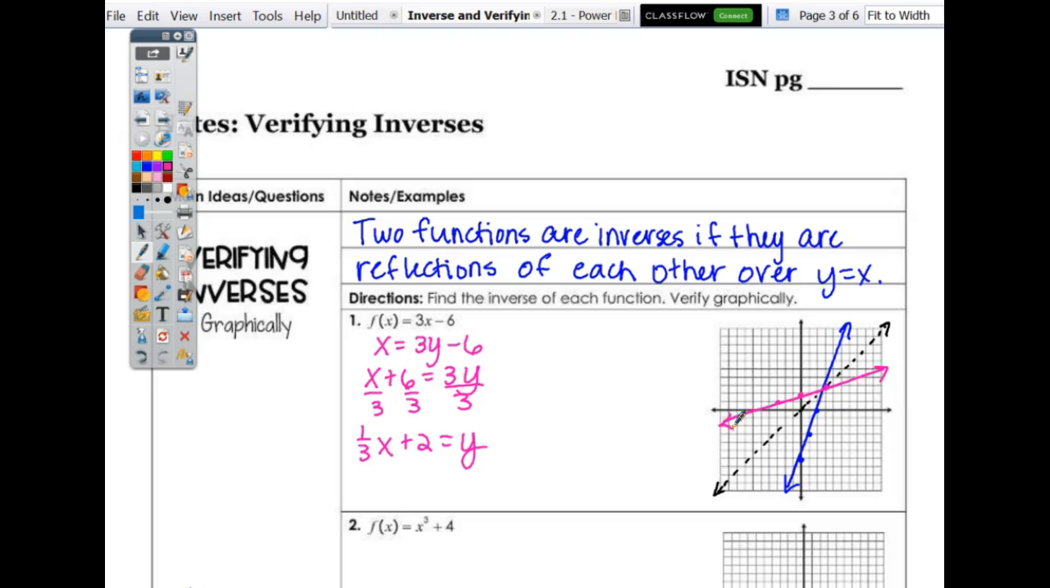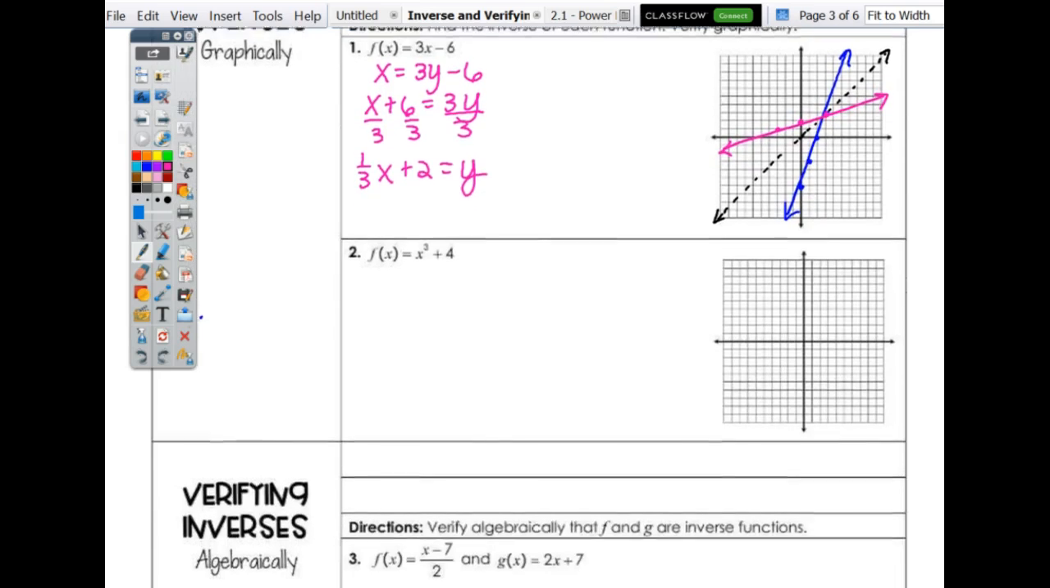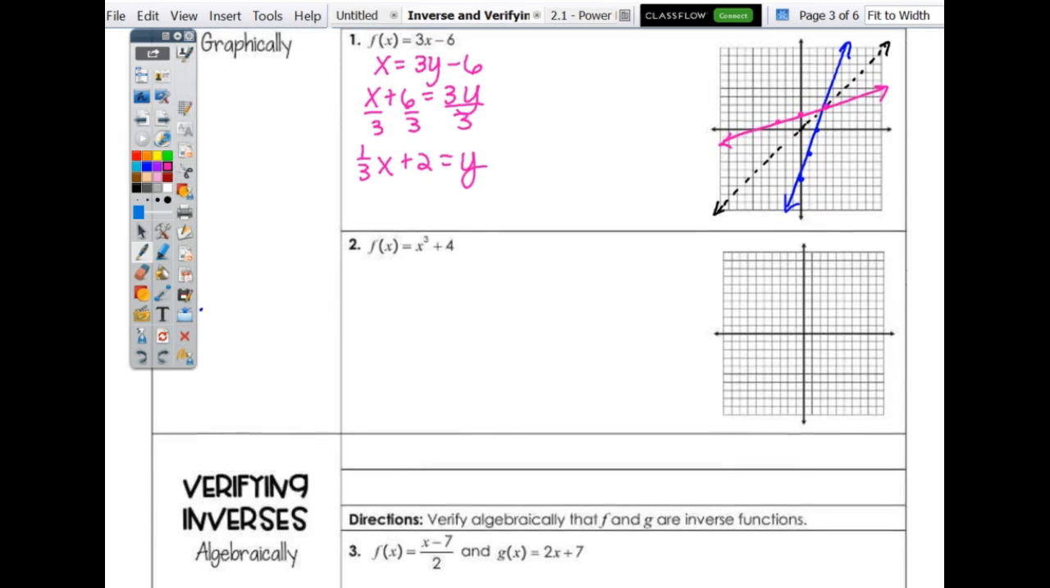Okay. The next one. First of all, I want to go ahead and graph this one: x to the third plus 4. So I'm going to start at 4, so shift up. x to the third looks like this. So over 1. Go ahead and draw in y equals x.